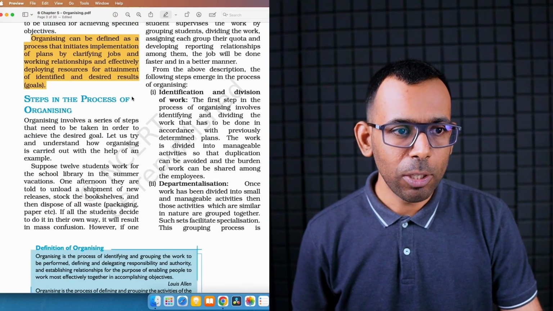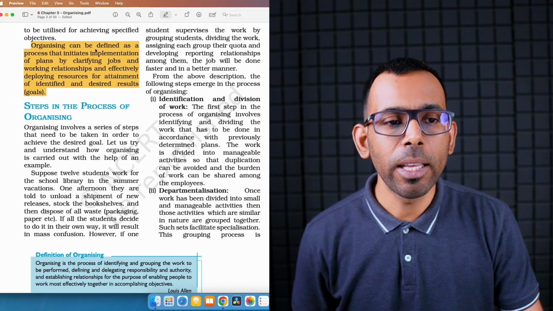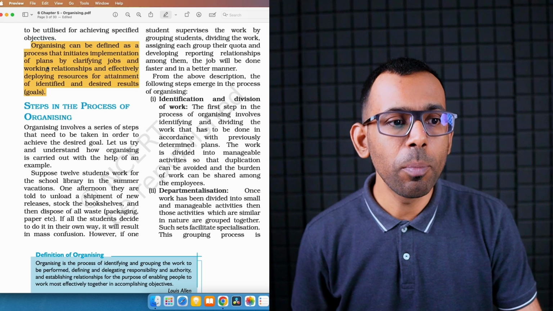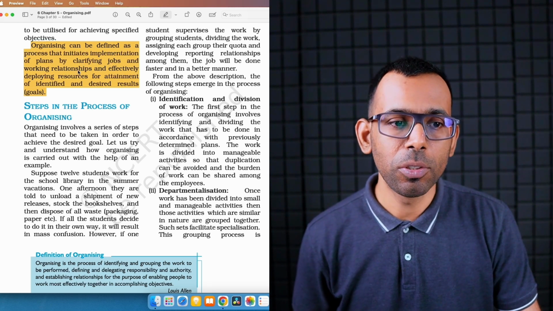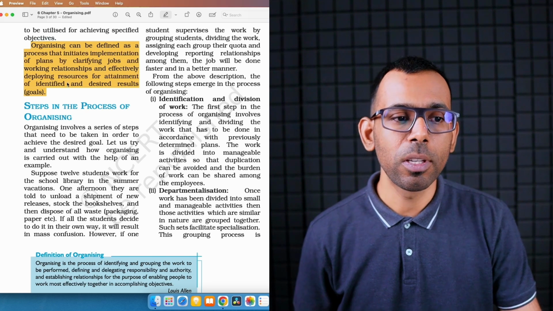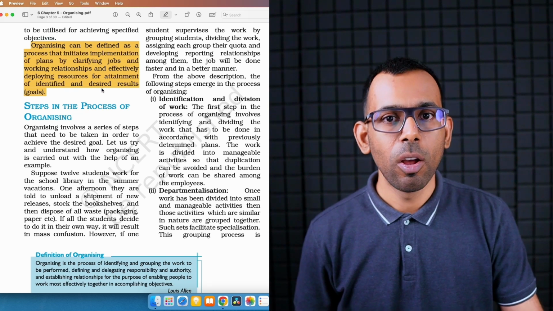Now, let's see the actual definition also. Organizing can be defined as a process that initiates implementation of plans by clarifying jobs and working relationships and effectively deploying resources for attainment of the desired objectives.